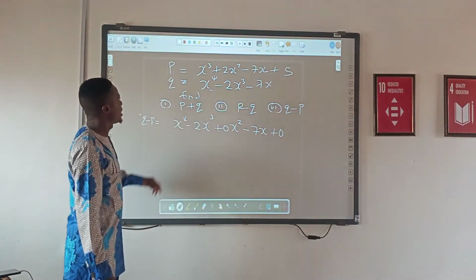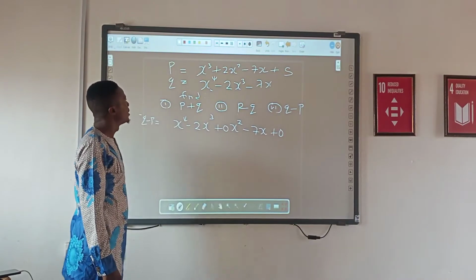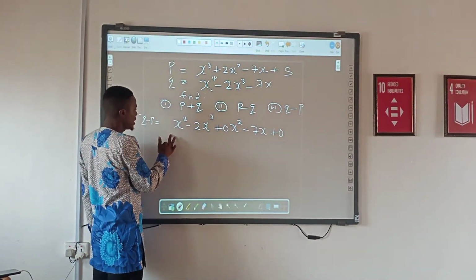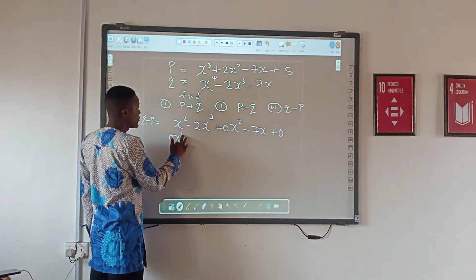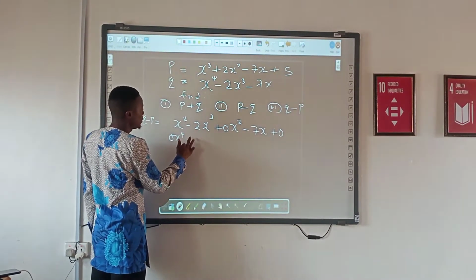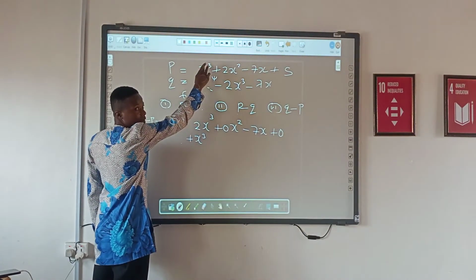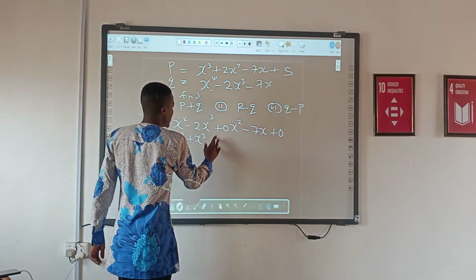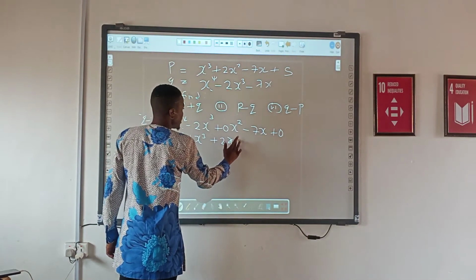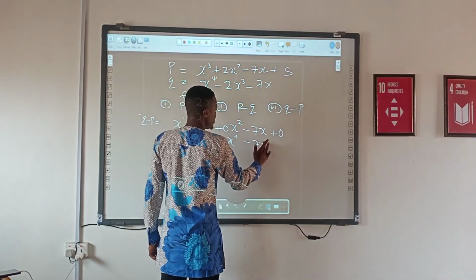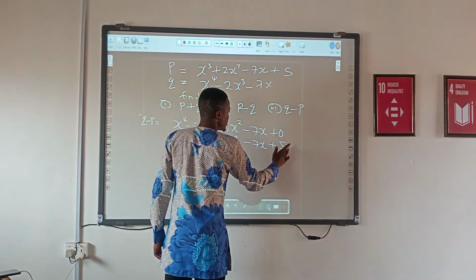Then, after that, the next one is, we can dash it power of 4, isn't it? So we have 0x to the power of 4 plus x cubed, right? Isn't it? Yes, sir. Followed by 2x squared, followed by minus 7x, then plus what? 5.